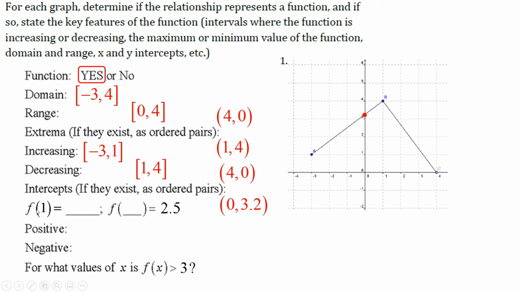Now, function notation, f of 1 equals what y value? Remember, this is my x. So when x is 1, what is my y coordinate? So we're talking about that point right there. And what's the y coordinate of that point? That would be the 4. Okay? Now they say f of what x value gives us a y value of 2.5.